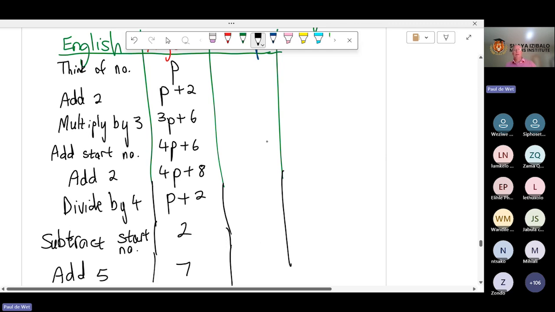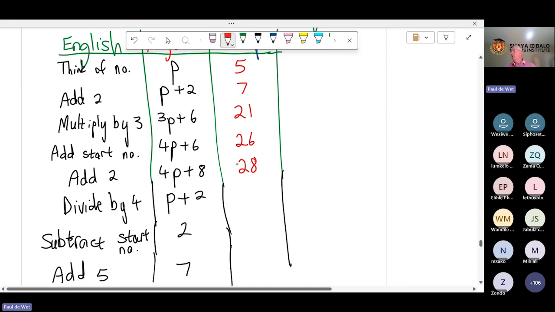Let's test it. What starting number should I use? And don't give me something ridiculous, please. We're having a break as soon as we've tested it. What starting number should I use? 5. Okay, thank you for that. 5, add 2, 7. Multiply by 3, 21. Add the start number, so 21 plus 5, 26. Add 2, 26 plus 2, 28.